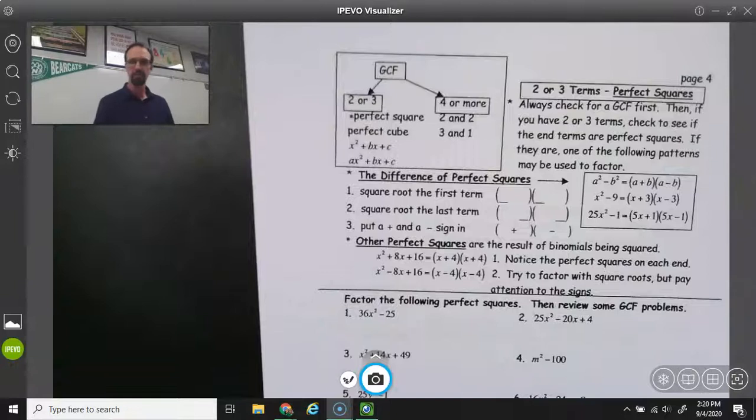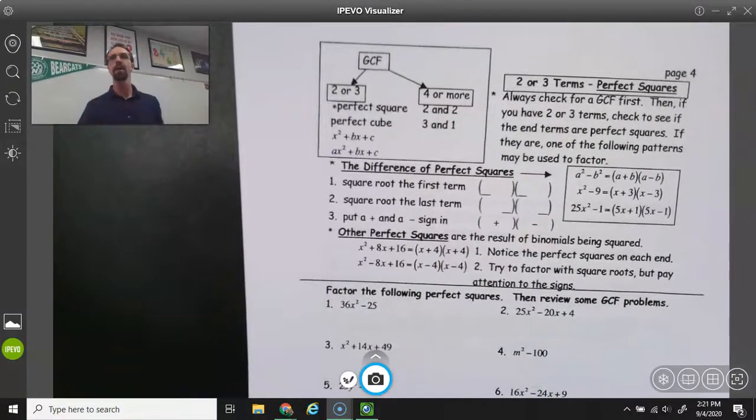Today we're looking at page 4. Page 4 is all about perfect squares. First, you want to check to see if there's a GCF, and that's what you do always before you do anything else. If you have 2 or 3 terms, then you can see if the end terms are perfect squares. If they are, one of the factoring patterns can be used.